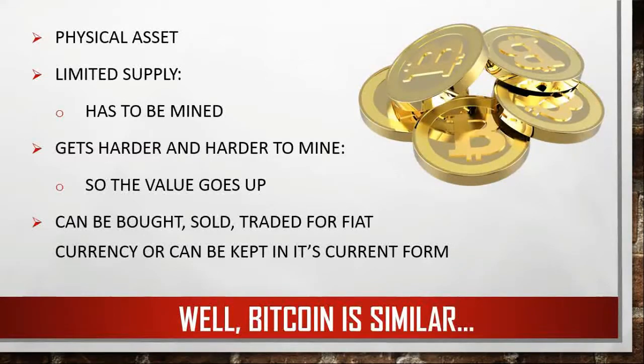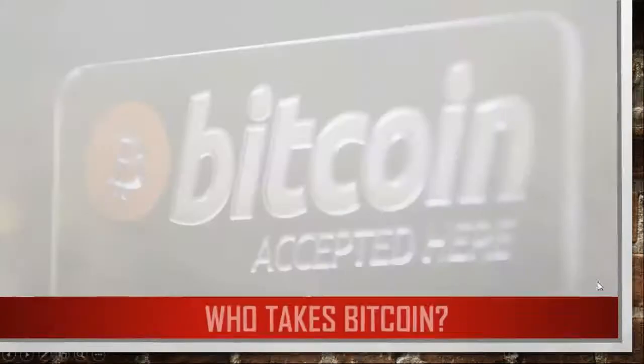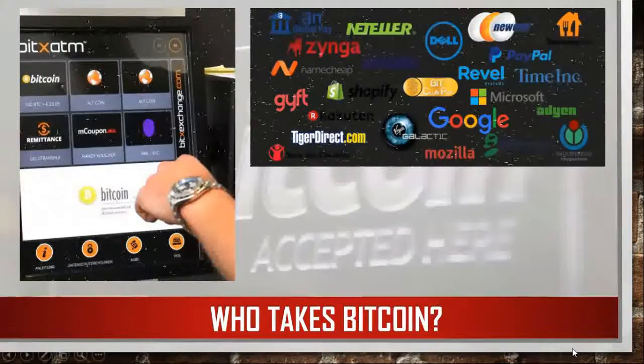So Bitcoin can also be, like gold, bought and sold and traded for fiat currency, or it can be kept in its current form. So who takes Bitcoin? Well, just about everybody, because we have a number of wallets out there that offer Visa or MasterCard debit cards you can order with your wallet. You can just load up your prepaid debit card. It's a top-up card, so you top it up with your crypto and you use it like you would any other credit or debit card.